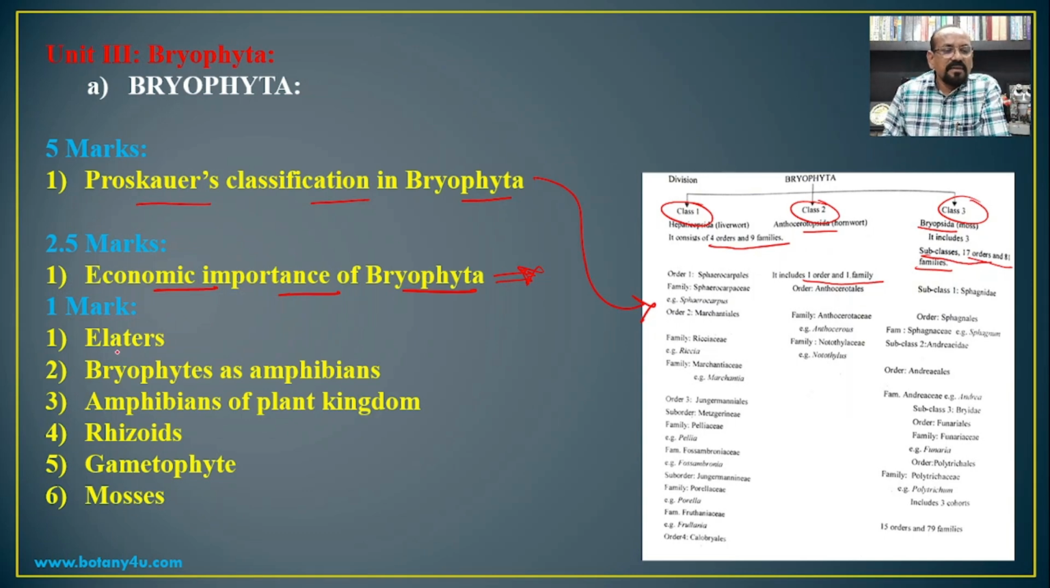Then elaters. Elaters are the hygroscopic structures found in the capsules of bryophytes, which are involved in the spread or dissemination of the spores when the capsule breaks down.